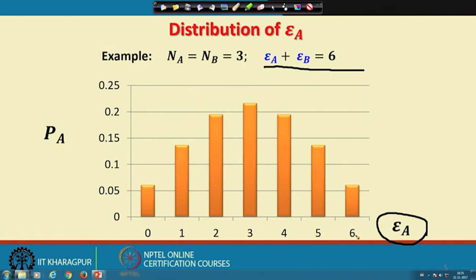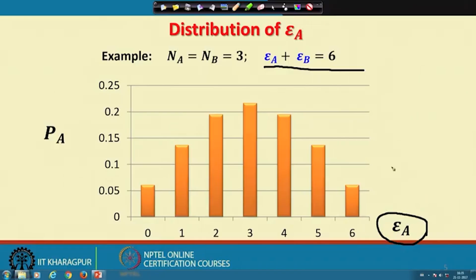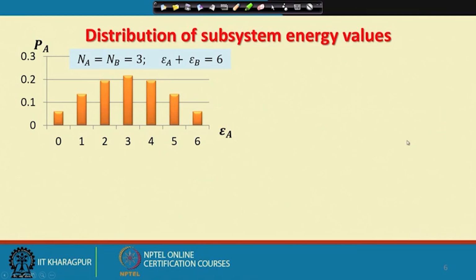and corresponding to each of which we have been able to find out the number of microscopic states that are associated with a given value of epsilon, and then we have also seen how to get the probability of observing that particular value of epsilon A by dividing by the total number of microscopic states, gamma total. So, from this kind of a picture, let us now move forward and have a look at what happens during the distribution of subsystem energy values.